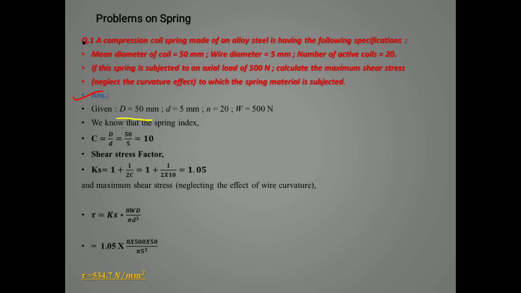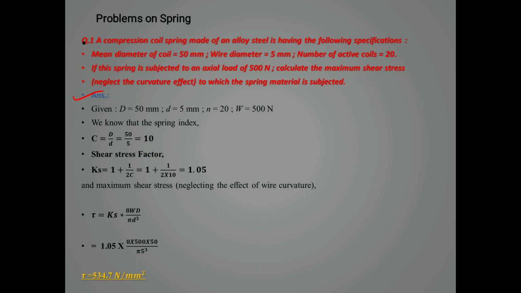So let us see here, capital D, that is given here, the mean diameter of a spring coil. Then the diameter of a spring wire is given here, and the number of active turns is given here, and the load acting on the axis of a spring is 500 Newton. As we know, the spring index is nothing but capital C is equal to capital D by small d. So the spring index will become 50 upon 5, that is 10.